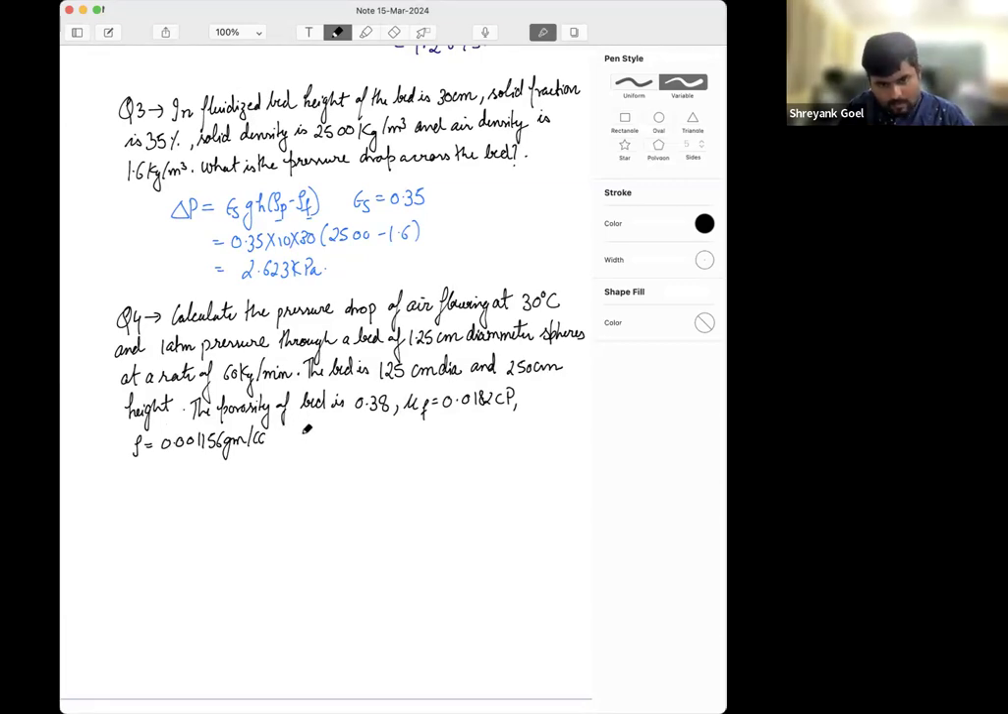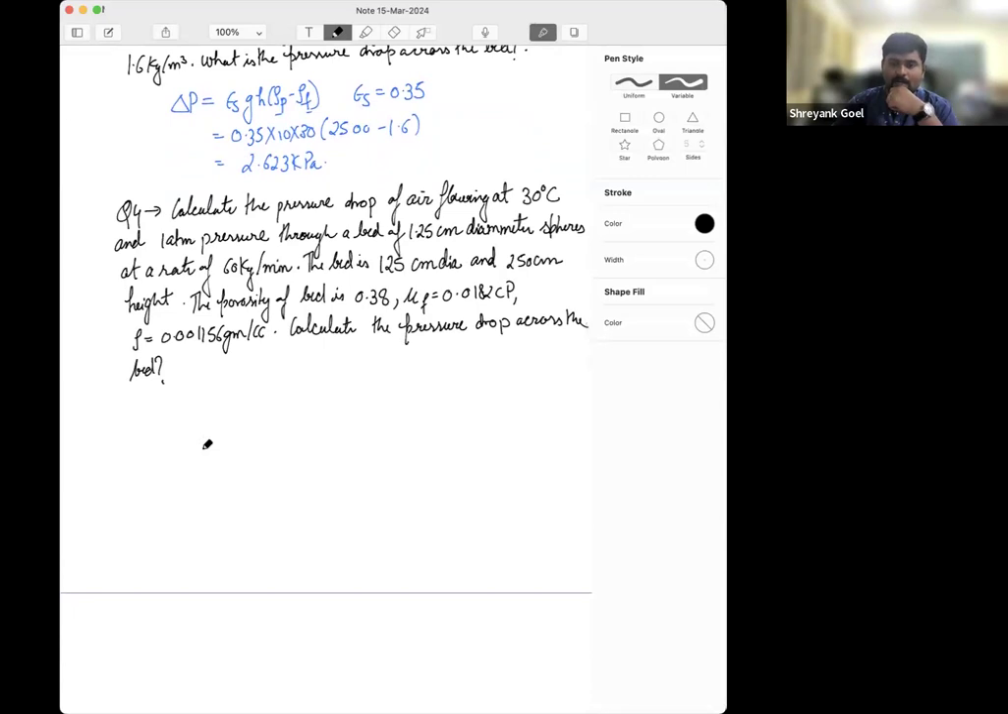Okay. Calculate the pressure drop across the bed. So this is a very important question in terms of a packed bed reactor, and we need to calculate the pressure drop across the bed.